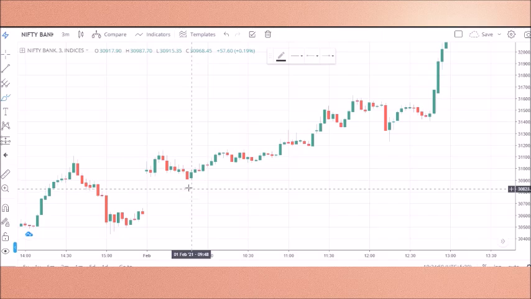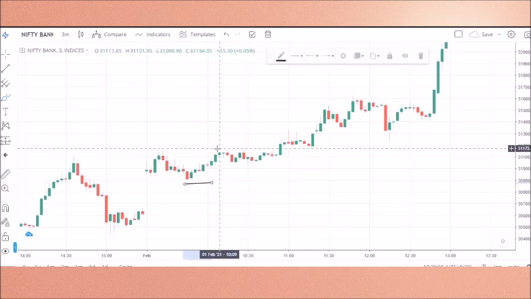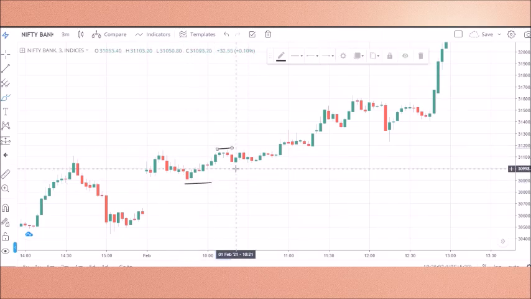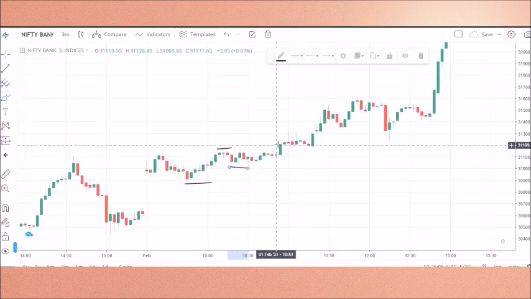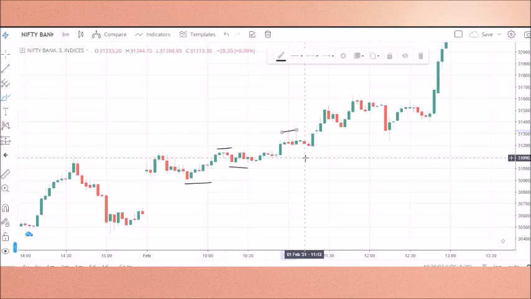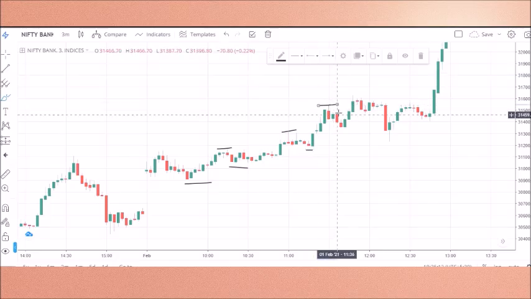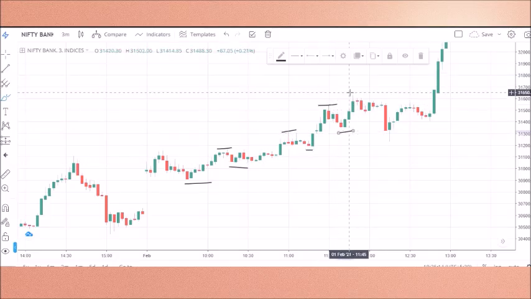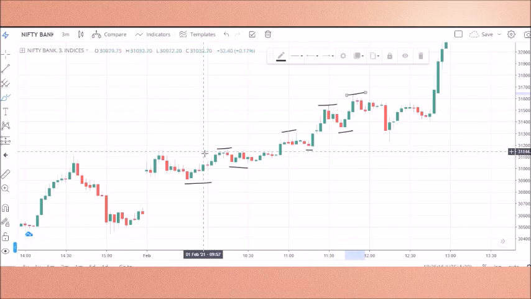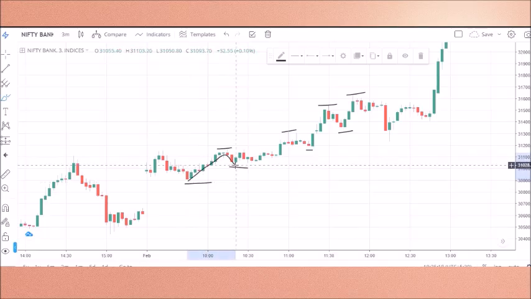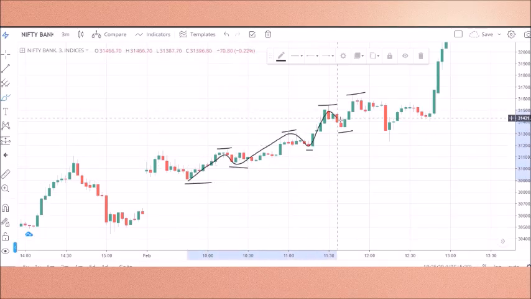See here, you have low, high, higher low, higher high, again higher low, higher high, again higher low, higher high. So this is a clear example of uptrend.